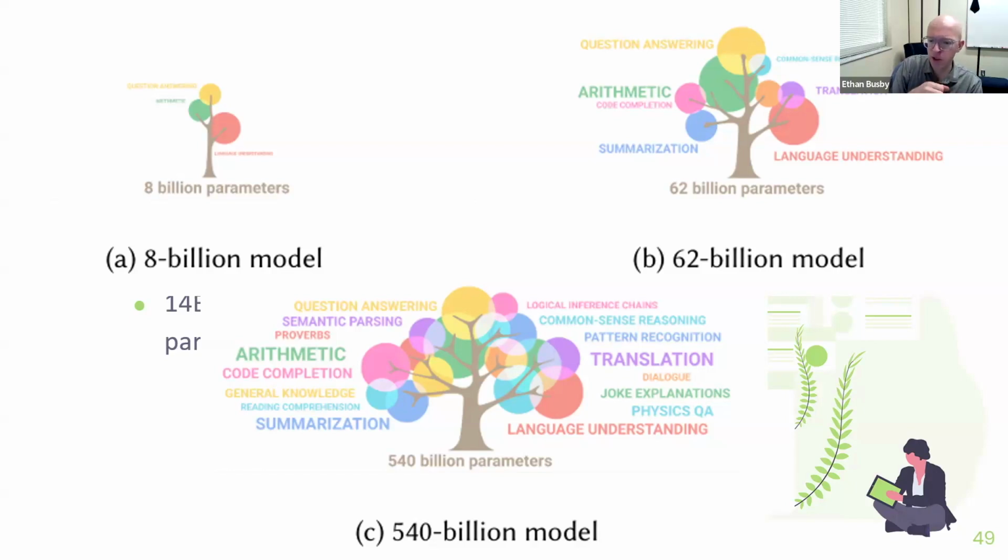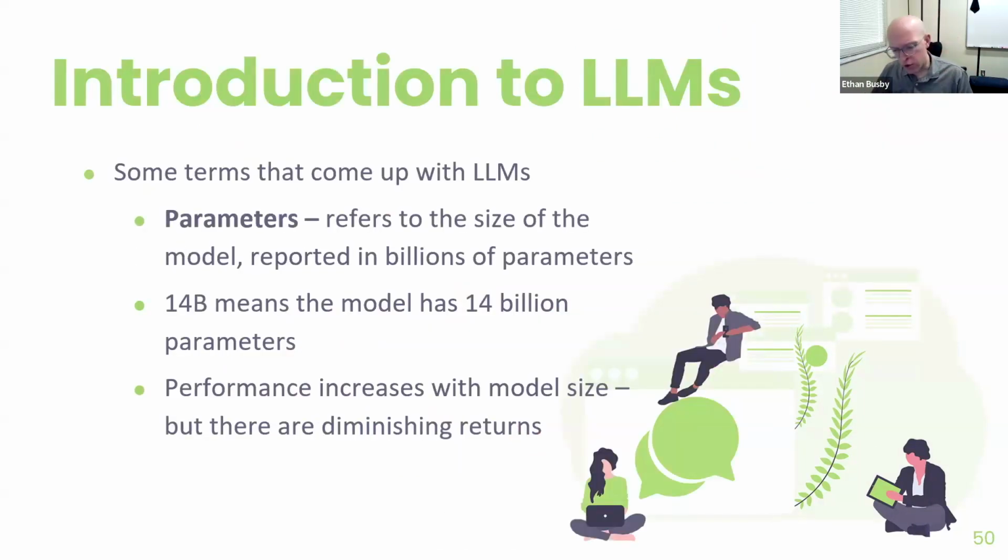And maybe a 62 billion parameter model starts to develop some other capacities. But if we scale up to a 540 billion parameter model, which is large but not the largest, it might have a much wider range of abilities with respect to language and text generation. Performance increases with model size. That is to say, as models get larger, their ability improves in lots of different ways, but there's diminishing returns.